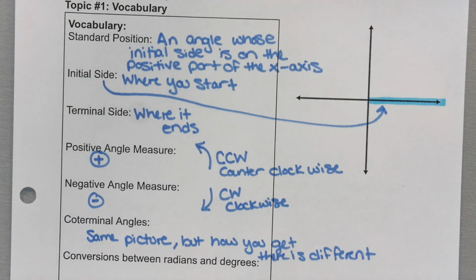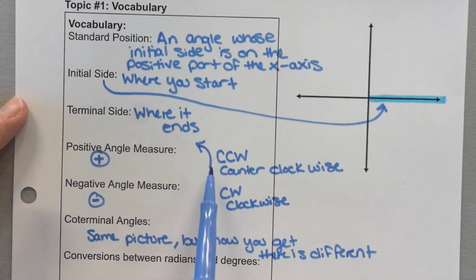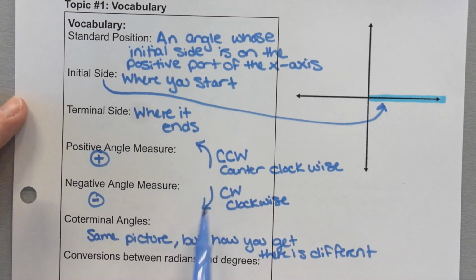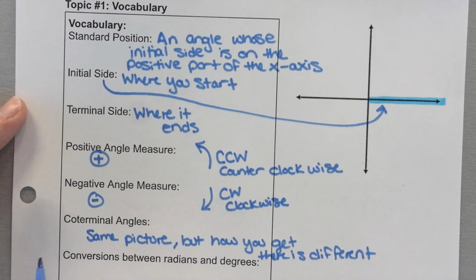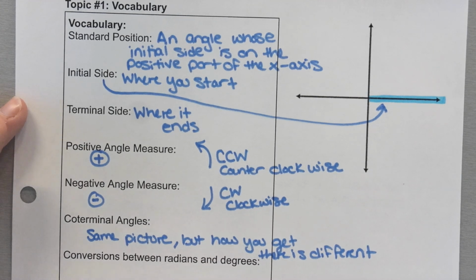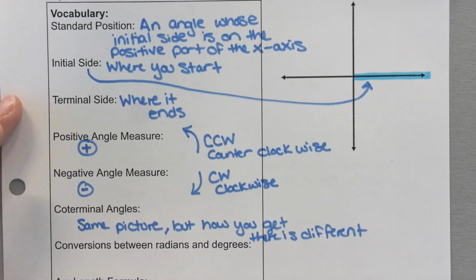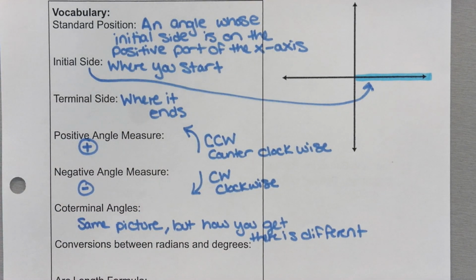And depending on which way you rotate, gives us a positive or a negative angle measure. So if we rotate counterclockwise, it's positive. Clockwise is negative. Coterminal angles are when you have the same angle picture. So you've drawn a picture of an angle, but how you get to that spot is different.